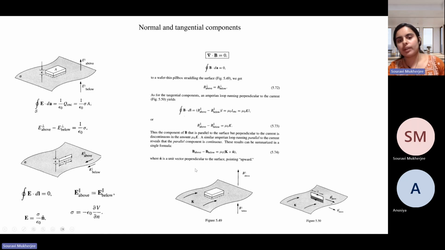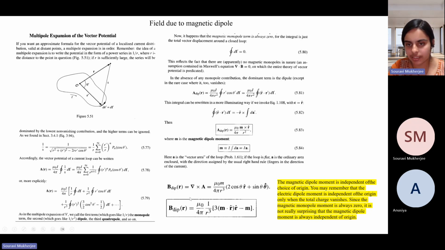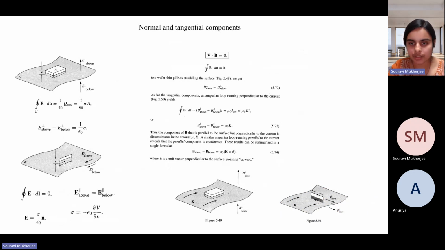So in questions where you have to suppose there is some given charge, some charge density over some area, and you want to find how the magnetic field will be, you can use this relation to find the fields above and below. Okay. So we'll make use of this in some questions.